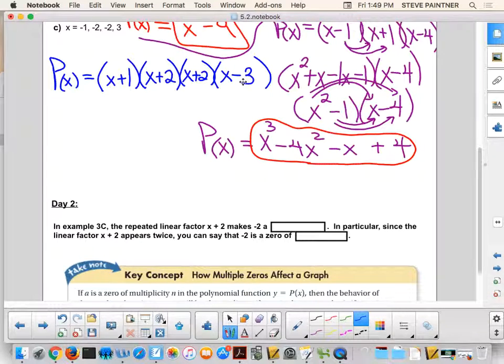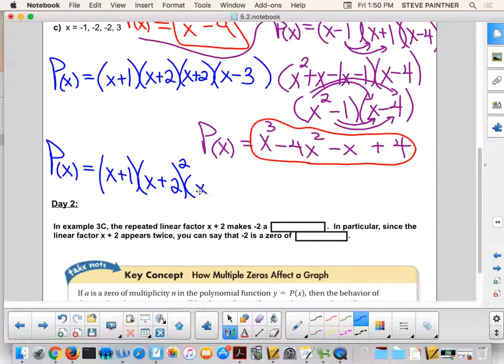Okay, so this is as far as I wanted to go with you, except for one thing. You see these factors that are identical? You could have shortened it up and said P of x equals what? X plus 1 times x plus 2 squared times x minus 3. You could have shortened it up, which I want you to, by the way.